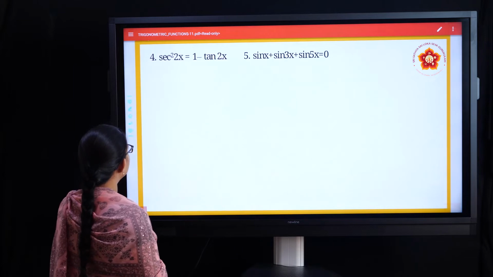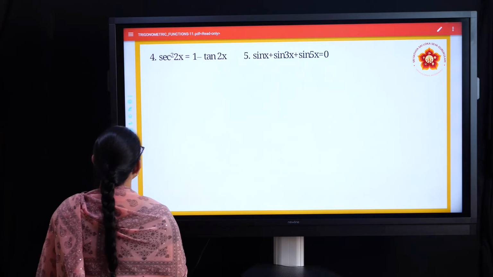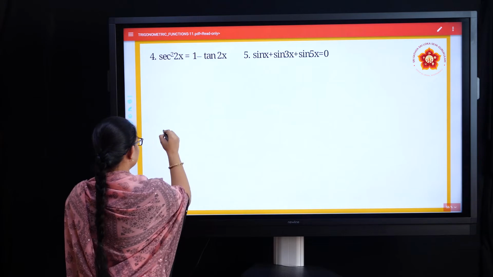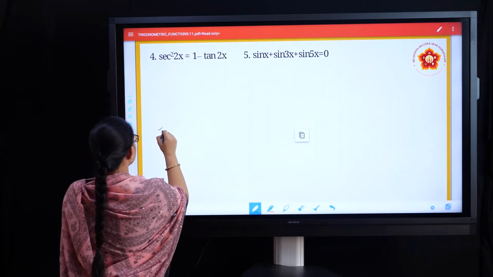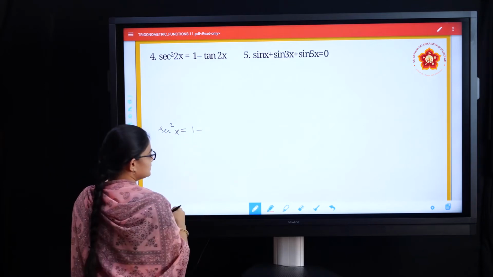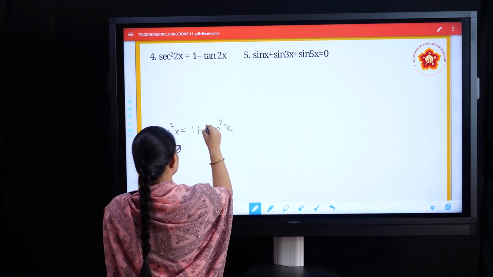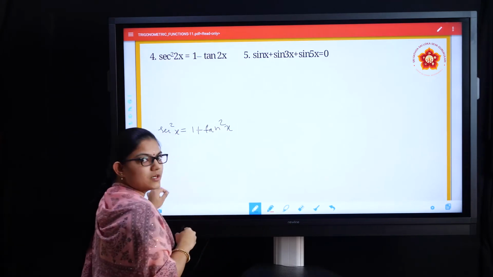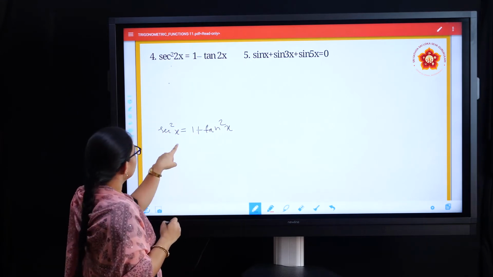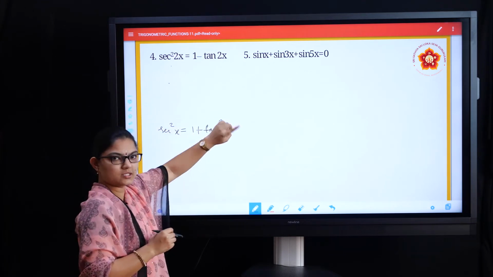Let us move on to the next problem. Secant square 2x is equal to 1 minus tan 2x. So secant square 2x, we have to use the formula. We know that secant square x is equal to 1 plus tan square x. So here we have secant square 2x, so we can write secant square 2x is equal to 1 plus tan square 2x.